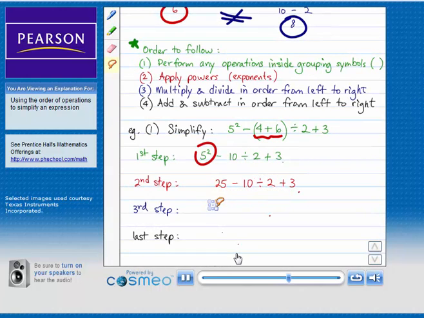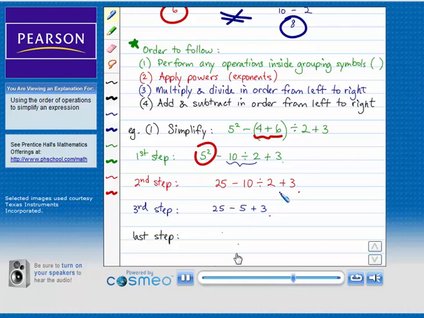Well, let's see. It says to multiply or divide moving from left to right, and it looks like there's only one division step. That's right here. 10 divided by 2 is 5, so now I have 25 minus 5 plus 3.